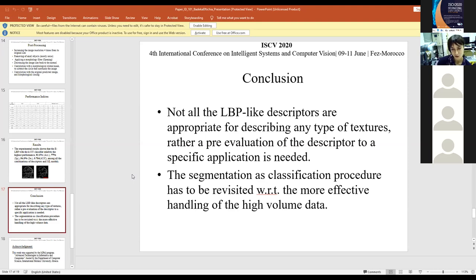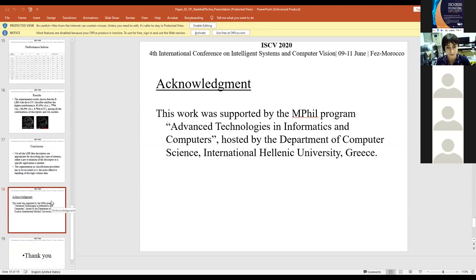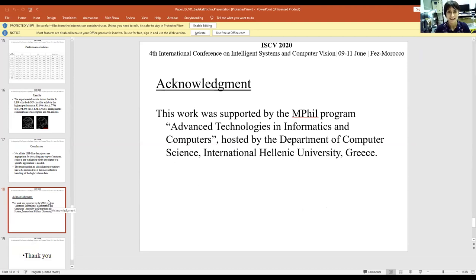The segmentation also, as a classification procedure, has to be revisited. The more effective handling of the high volume data. Also, high resolution would be very helpful, and many other things. So this work was supported by the EMFIL program, Advanced Technologies in Informatics and Computers, hosted by the Department of Computer Science, International Hellenic University, Greece.